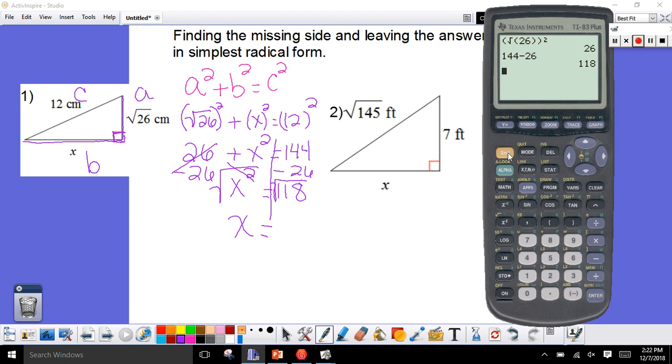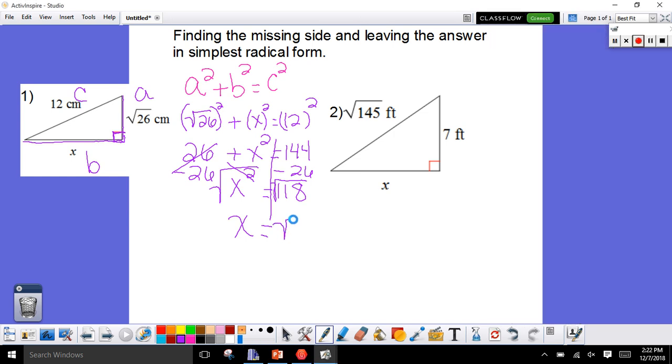the square root of 118. If I put the square root of 118 in my calculator, it's going to give me a decimal. I'm going to show you really quickly. So I get a decimal of 10.86278049. I do not want my answer in decimal, I want it in simplest radical form. That means leave it as a square root.